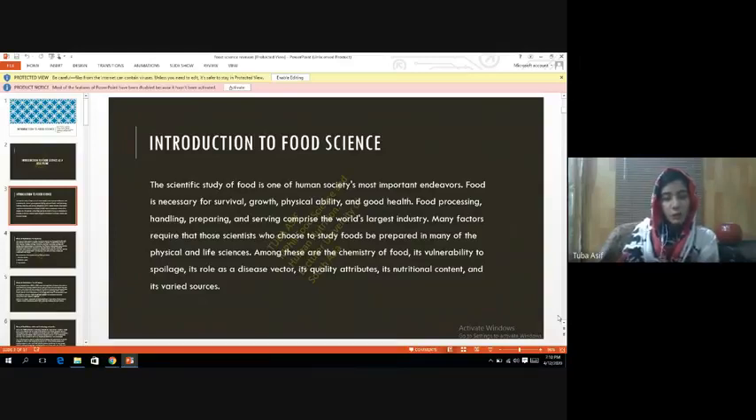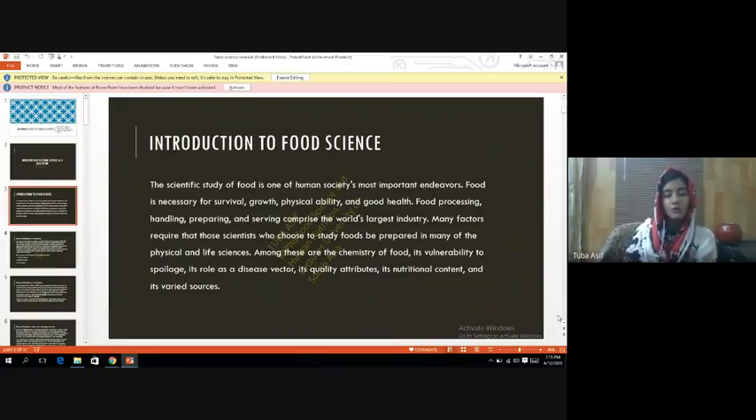So, food processing, handling, preparing and serving comprises the world's largest industry. Many factors require that scientists who choose to study foods be prepared in many of the physical and life sciences. Among these are the chemistry of food, its vulnerability to spoilage, its role as a disease vector, its quality attributes, its nutritional content, and its varied sources.